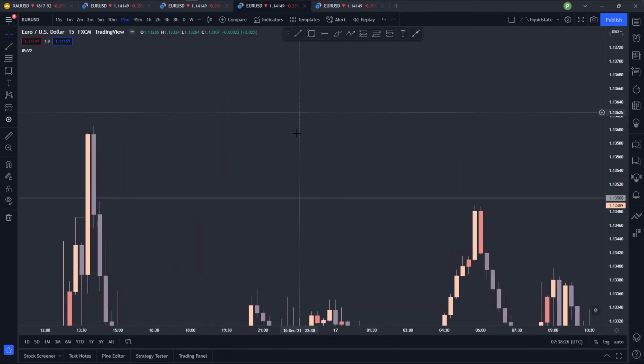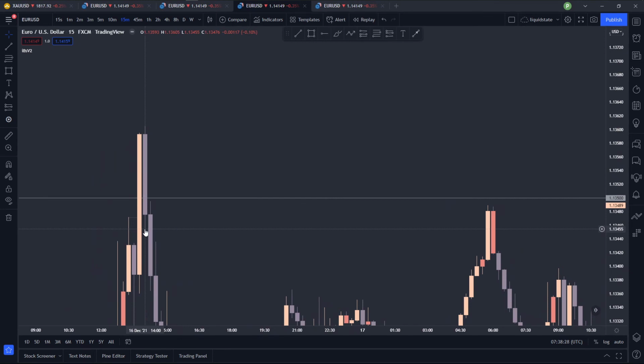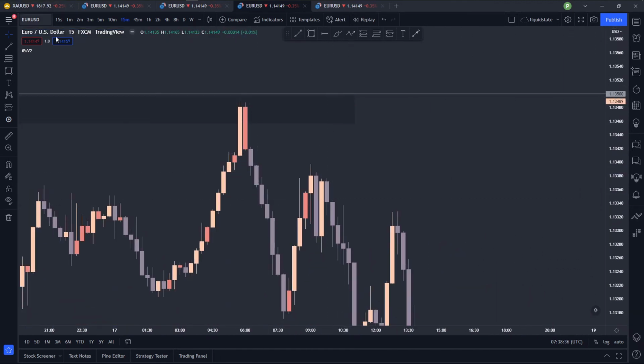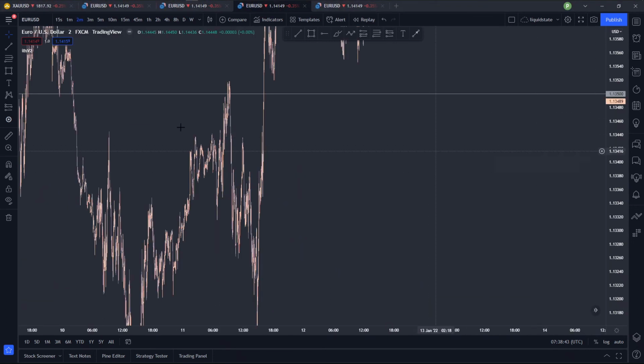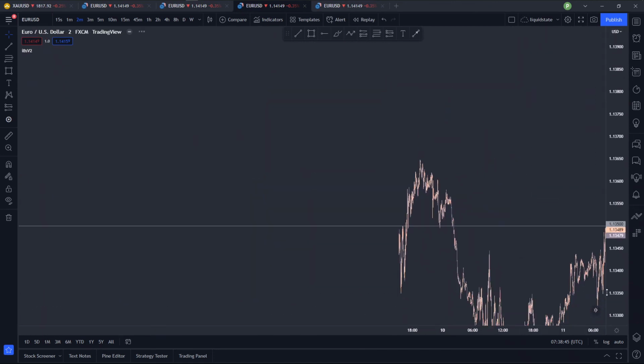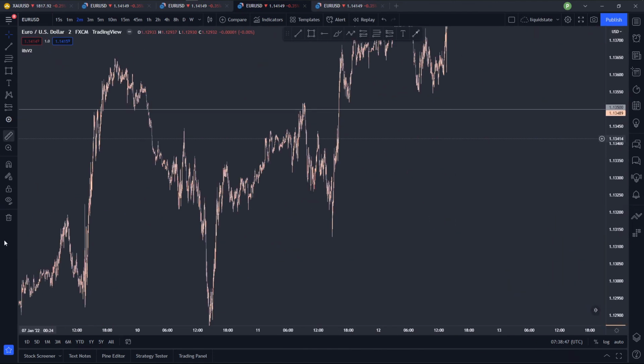And where is your POI? This is your POI here. This hidden base. Hidden base, hidden demand, whatever you know it as. That's your POI. Take your trade there. Boom, boom, boom. Yeah, you could wait for a lower time frame QM. I'm sure there's a 2 minute, 1 minute lower time frame QM in there. If you're a precision trader like me, I love precision trading.